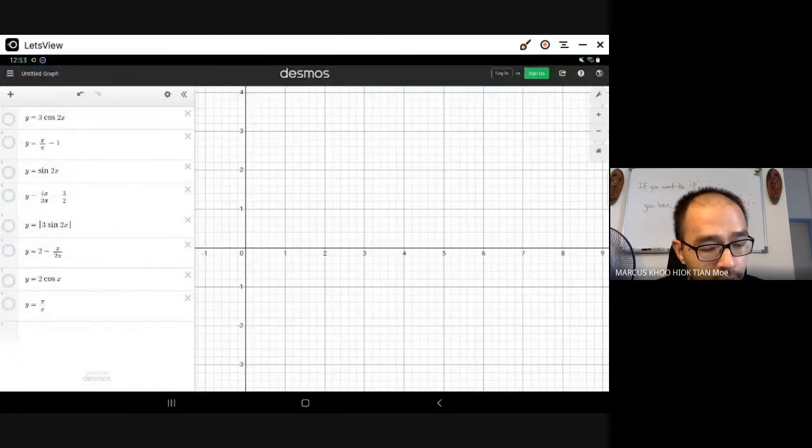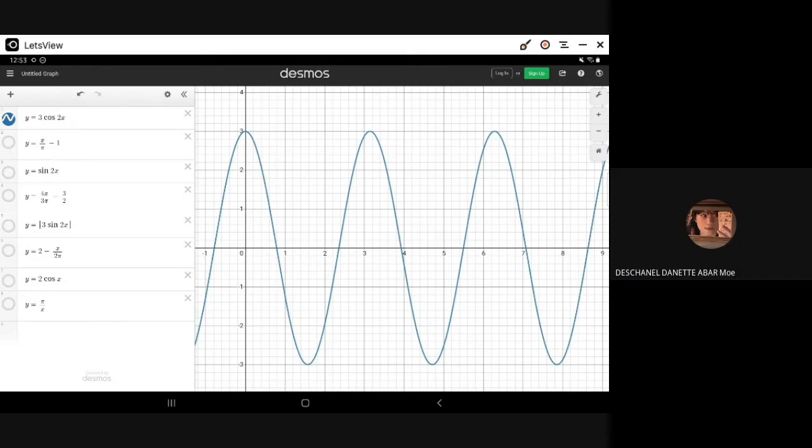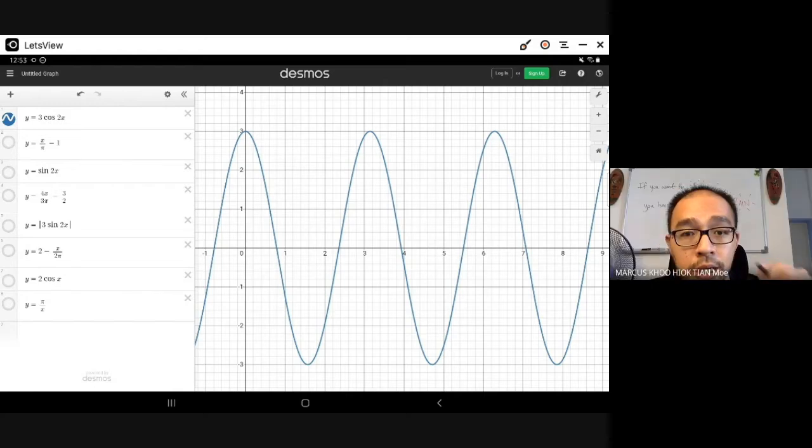Okay, so your first graph is this, 3 cos 2x. Can you see the Desmos? Yes. Yeah. So 3 cos 2x, but 0 to 2 pi. So 2 pi is here. Okay, look at this point over here, 2 pi. So kita berhenti graph kita setakat 2 pi lah.